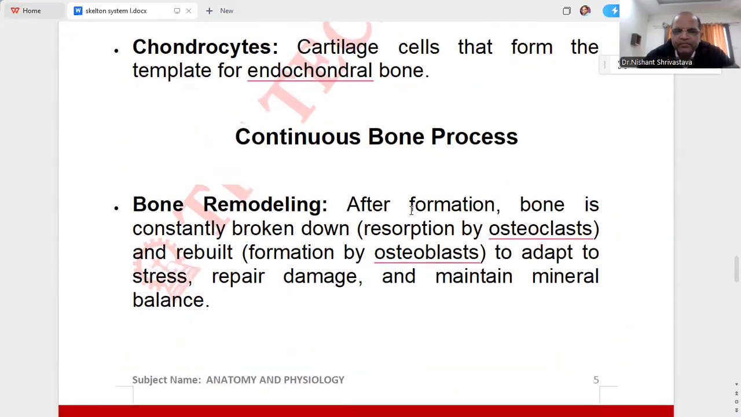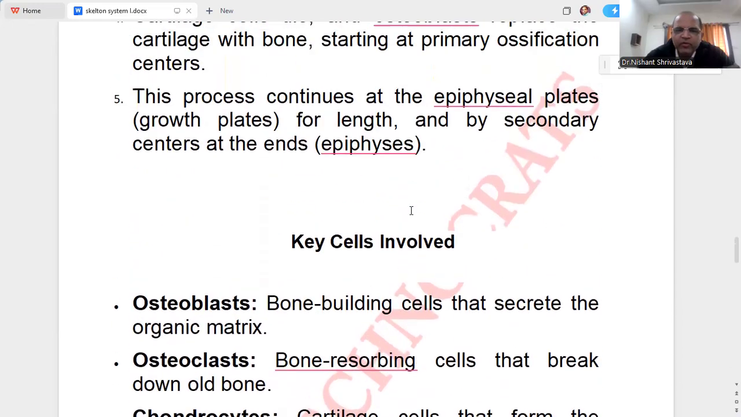So the continuous bone process is bone remodeling. After formation, bone is constantly broken down, resorption by osteoclasts, and rebuilt, formation by osteoblasts, to adapt to stress, repair damage, and maintain mineral balance. So this is the complete process of bone formation.